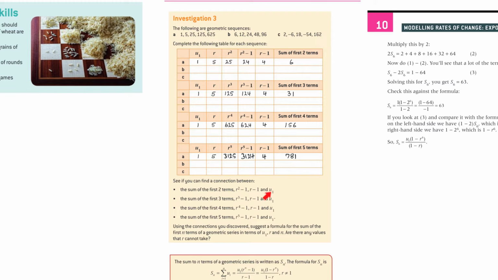But what they've asked us to do is also look at U1. Well, U1 is 1. It's a bit hard to tell here, but for example, you could go 1 times 24 divided by 4, 1 times 124 divided by 4, you get that number. So maybe that's the relationship they're looking for. It says, using the connections you discovered, suggest a formula for the sum of the first n terms of a geometric series in terms of U1, R, and n. Are there any values that R cannot take? Okay, well, for example, if that was on the bottom of a fraction, then you couldn't have R as 1, because we don't want to put 0 at the bottom of a fraction.